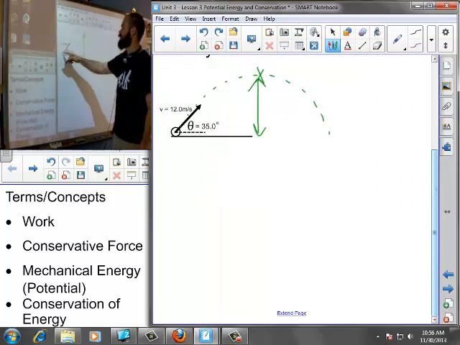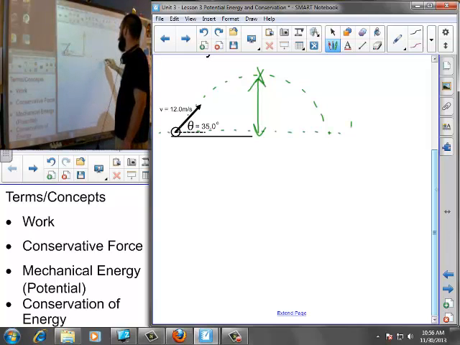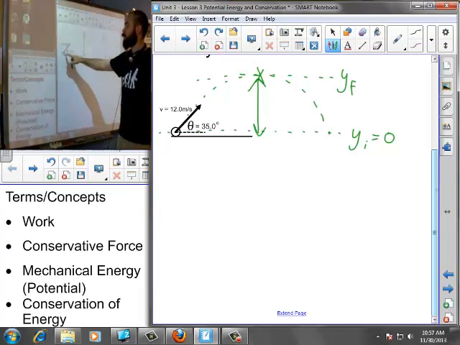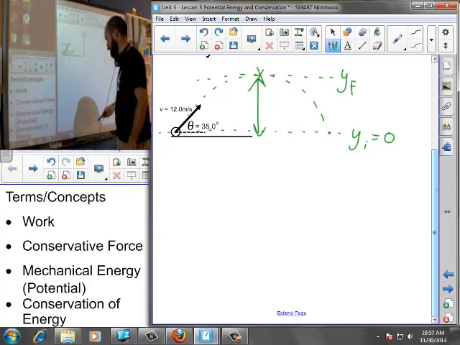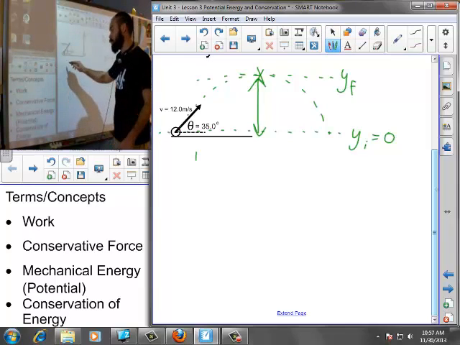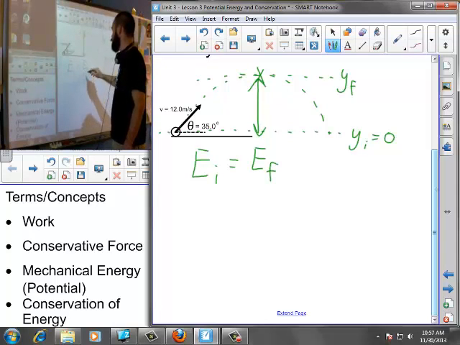So we know at the start of this situation, I'm going to decide that my initial height is 0, or my initial position yi is equal to 0. And I'll say that my final position here will be some yf, some maximum height that I can get to. But I'm declaring that a height of 0 is at the ground level when it gets kicked, which is important because that means I do not start with potential energy due to gravity. So if I'm to state that energy is conserved, we're ignoring air friction.